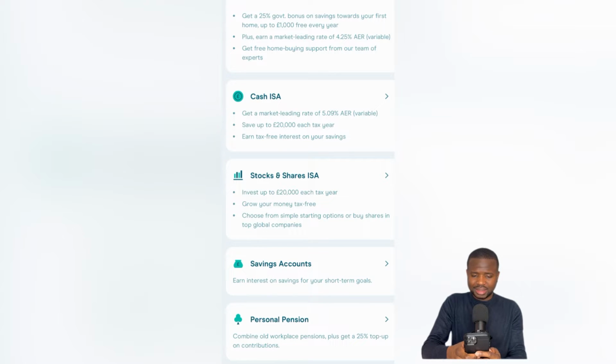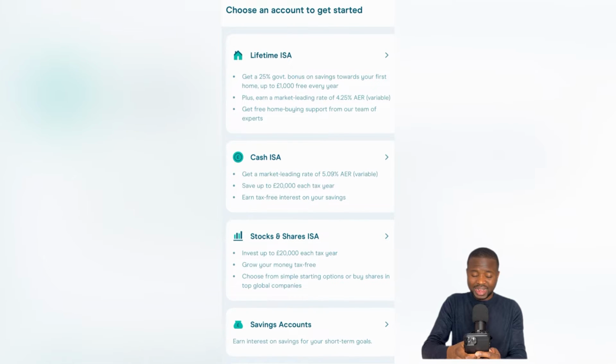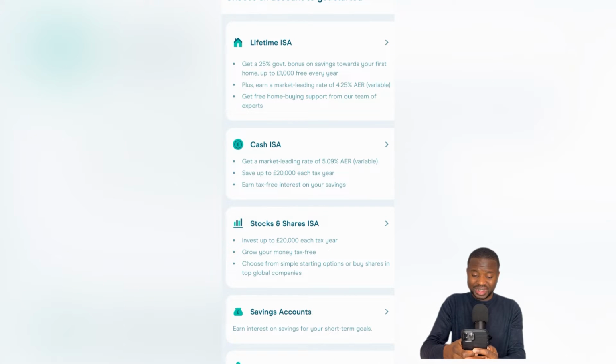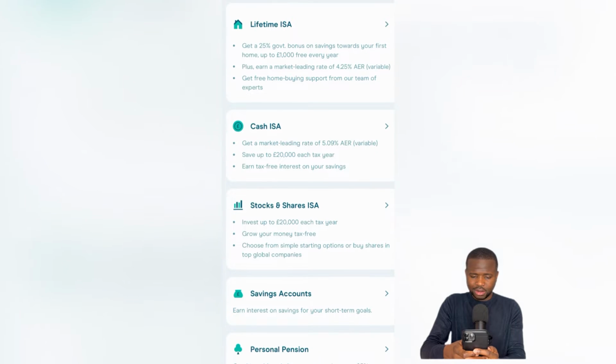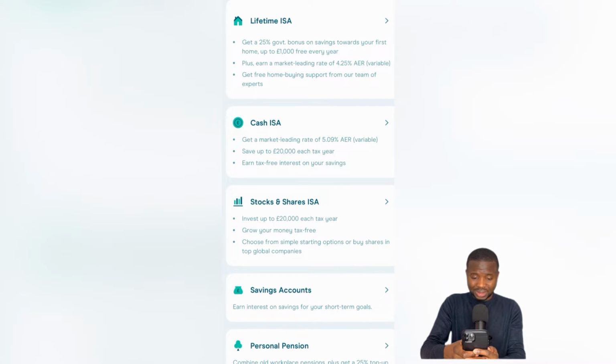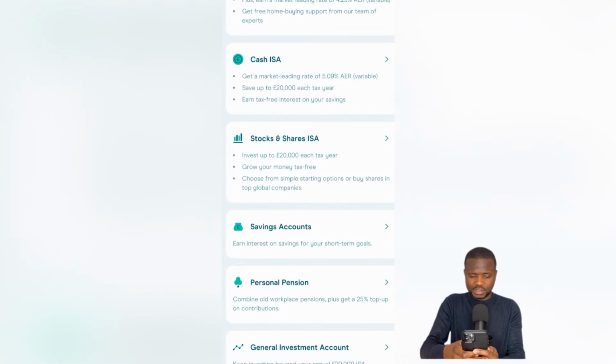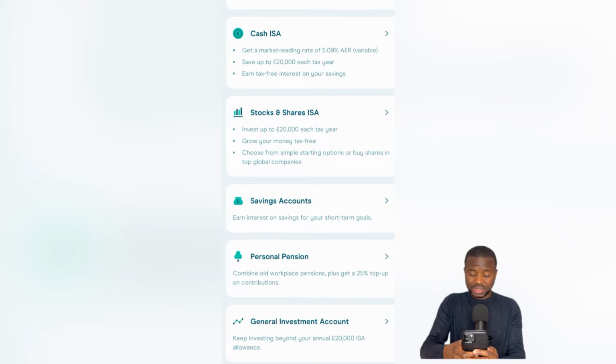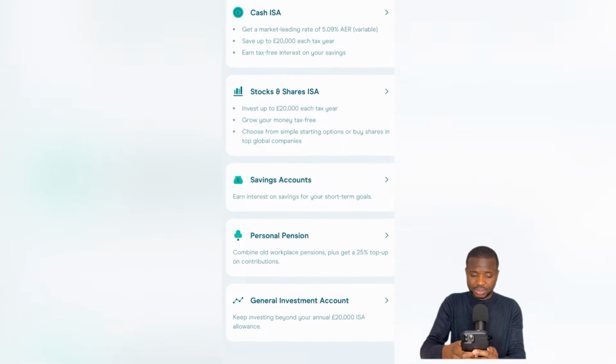But I must say that the cash ISA with Moneybox is one of the good paying ones, so I'll certainly recommend it. If you're trying to save money, any amount up to 20,000, you can earn up to 5.09%. 5% is decent in this environment on your cash without paying any taxes on the interest. And then obviously, there's a stocks and shares ISA, which is what this video is really about.